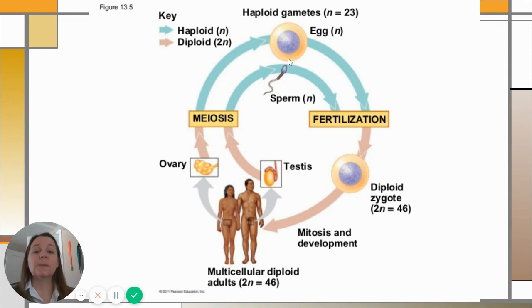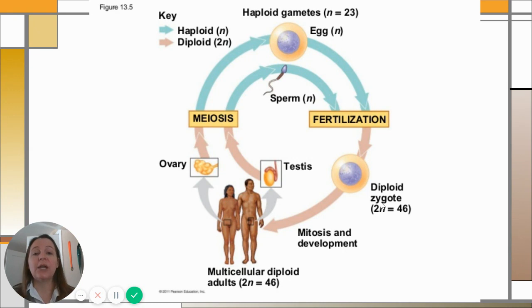When the sperm cell and the egg cell get together, and I'm going to leave that to Mrs. Castro in your health class, when they combine, it's called fertilization. So when the sperm cell enters the egg cell, we have fertilization. After fertilization, that initial cell that is now 2N, or diploid, that fertilized cell is called a zygote.